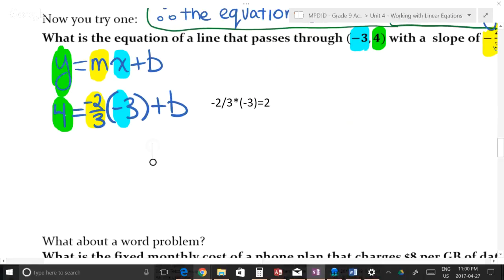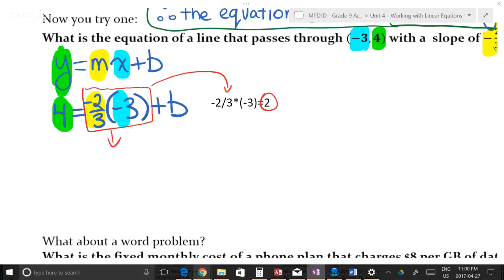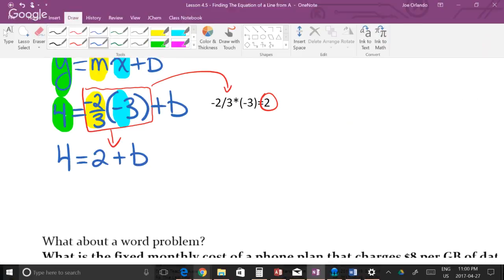So I can simplify this whole thing using that, and I know that it gets replaced with 2. So negative 2 over 3 times negative 3, that's a whole lot of algebra, but we can just replace that and say 4 equals 2 plus b. I'm going to say, okay, but what do I have to do to both sides now?